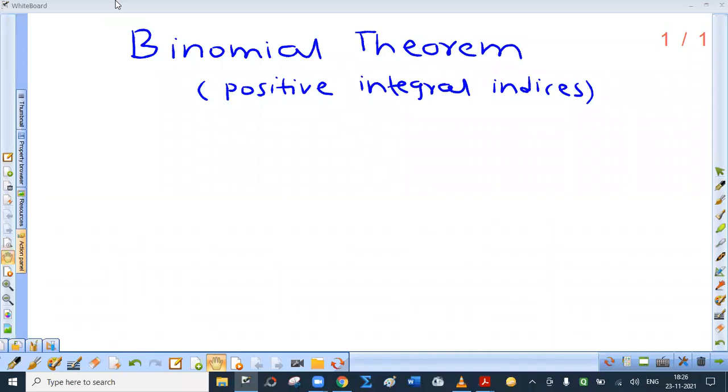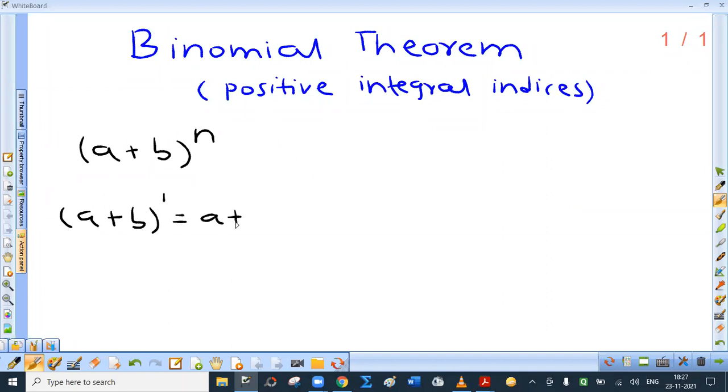If A and B are real numbers, then A plus B is a binomial. Now we are interested in finding the expansion of A plus B raised to n, where n is a natural number. Now let us observe the following pattern and we'll try to guess the expansion of A plus B raised to n. What is A plus B raised to 1? It is obviously A plus B.